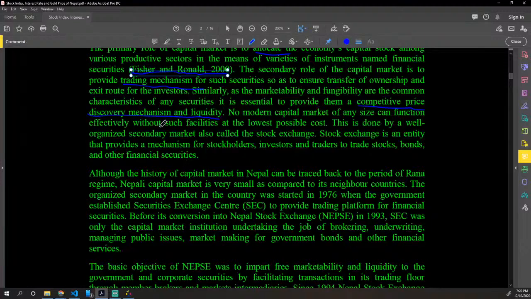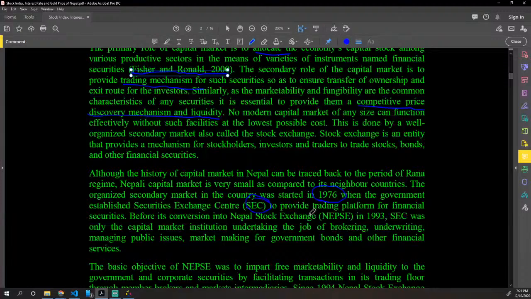The stock exchange is an entity that provides a mechanism for shareholders, investors and traders to trade stocks, bonds and other financial securities. Although the history of capital market in Nepal can be traced to the period of Rana regime, Nepali capital market is very small compared to its neighbors. So the organized secondary market in the country started in 1976 when the government established SEC, right? And then later on, I think, to provide a trading platform for financial securities.